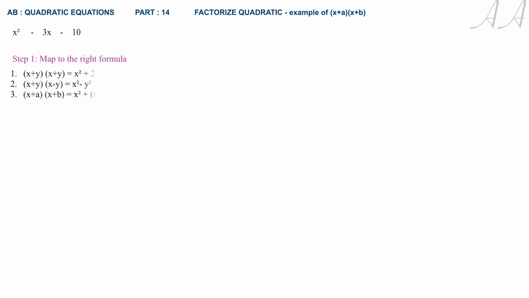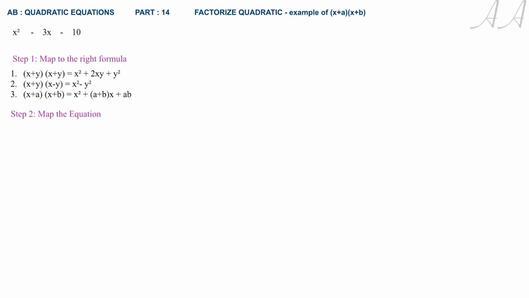Step 1 is map to the right formula. So, x squared and x squared is great. 2xy and minus 3x is fine, but minus 10 is not a perfect square, so we can't do this formula. On to the second one. The formula needs us to have two terms, but we have 3 on the top, so we can't do this one. So we're going to use the third formula.